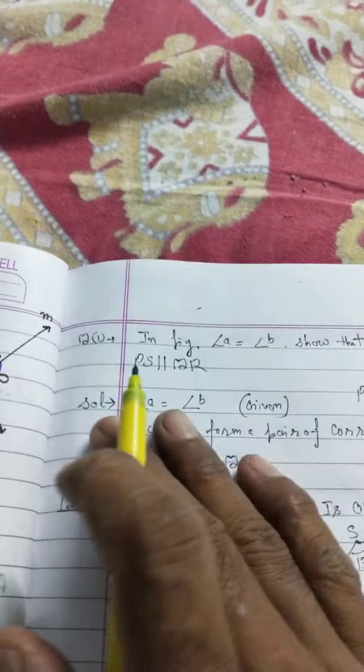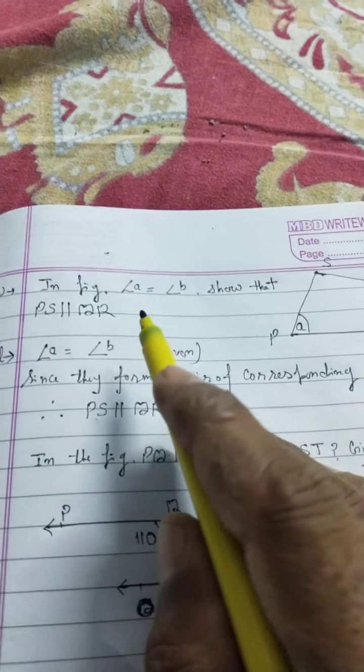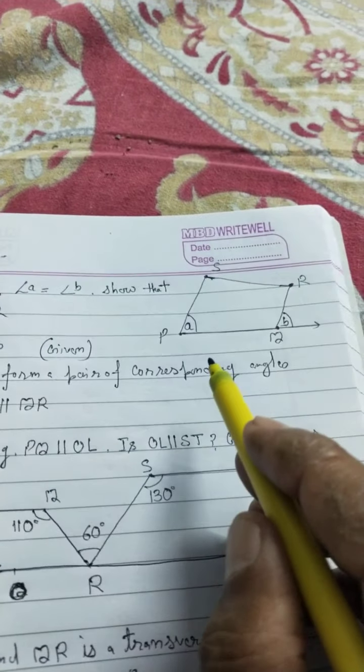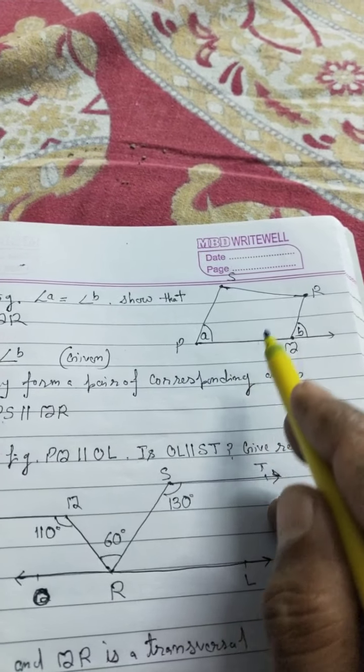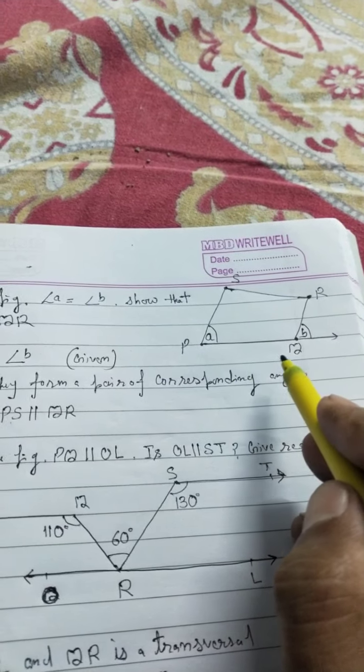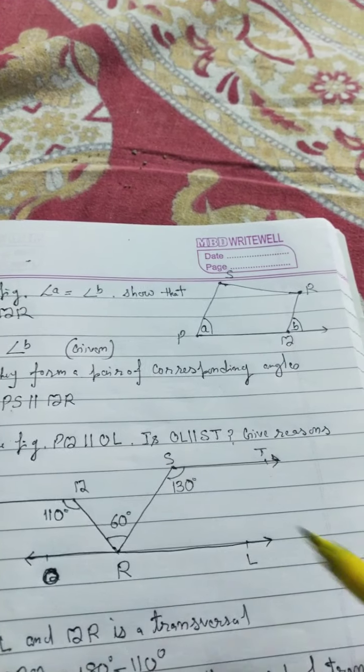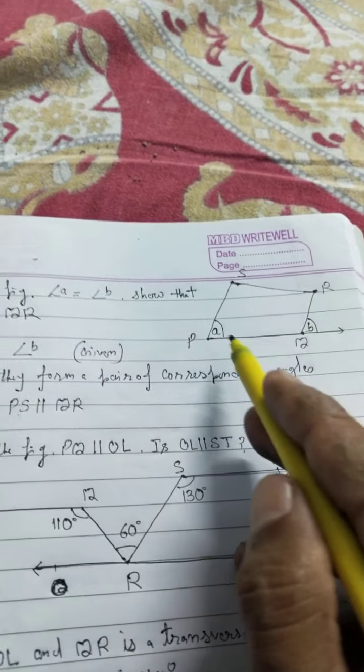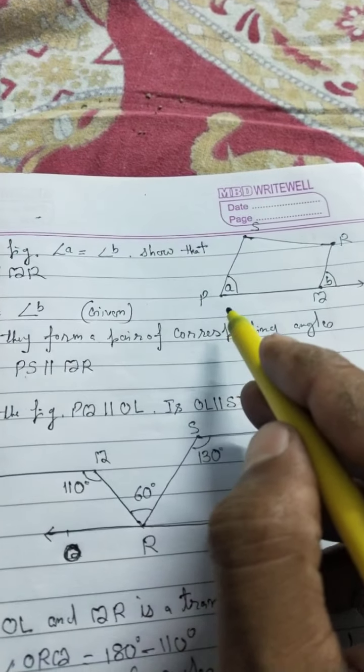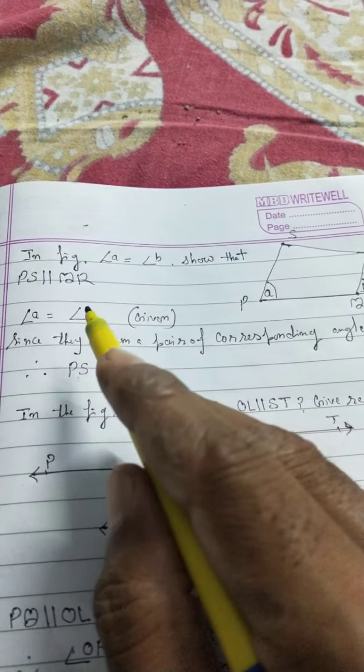So I take here two examples. First is that in the figure, angle A is equal to angle B. This is your figure PQRS, and extend this PQ. This is your angle A and angle B. In the figure, angle A is equal to angle B, so PS is parallel to QR.